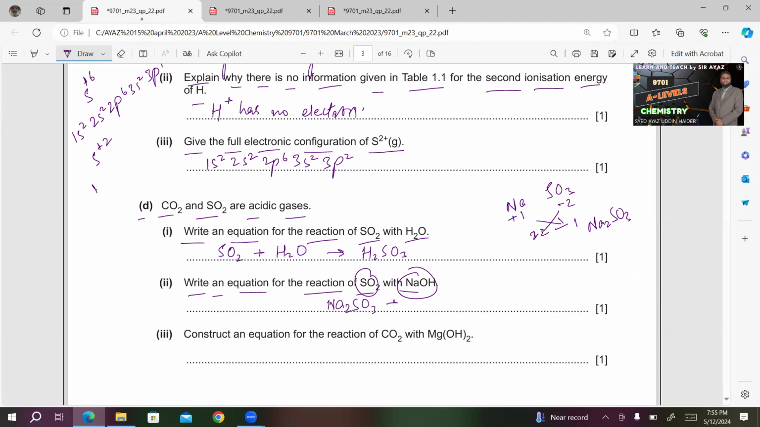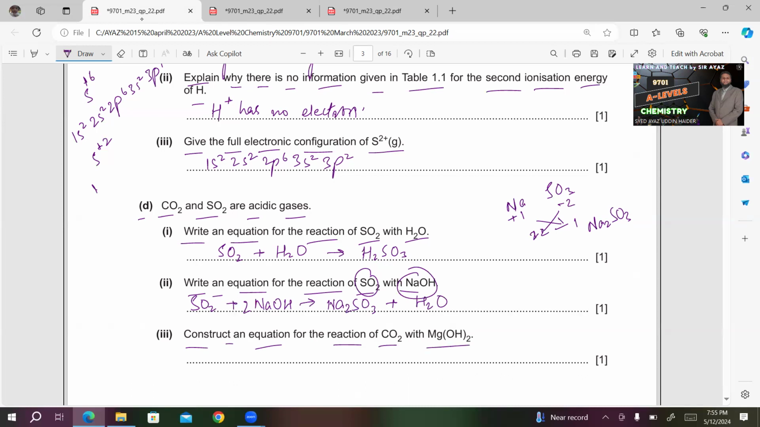Na2SO3 will be one of the products, plus the other product is water, as I have already mentioned. The full equation must be SO2 plus NaOH gives Na2SO3 plus H2O. Let's balance the equation. I will put 2 here. It's balanced. Number 3, construct an equation for the reaction of CO2 with magnesium hydroxide.